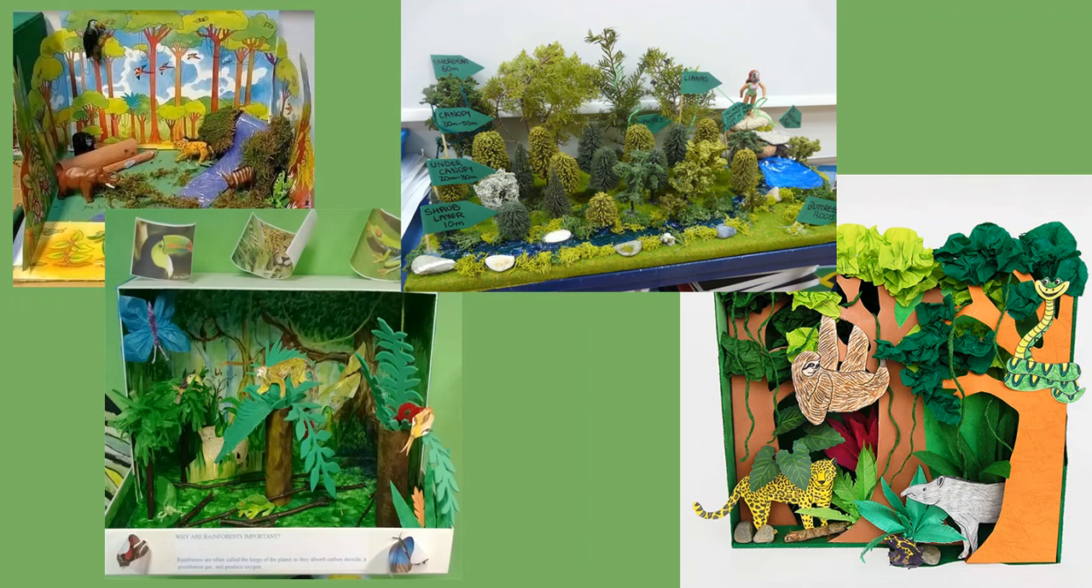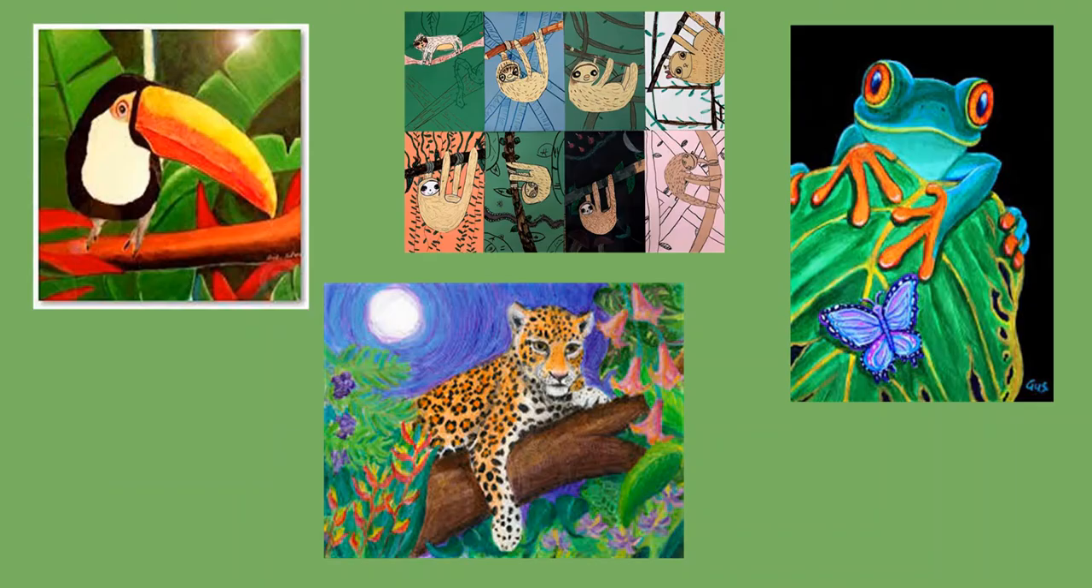Another thing that Mrs. Callaghan and I thought you might like to enjoy is to try drawing some of the animals in the Amazon rainforest. Here are some examples of animals that are in the rainforest and they've been drawn by different children. We can see a tree frog, we can see a jaguar, we can see a toucan, and we can see, this is one of my favourites, pictures of sloths all hanging about. So this is something that you can do extra.